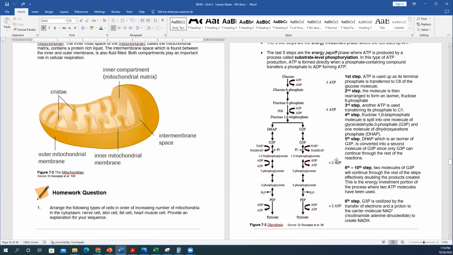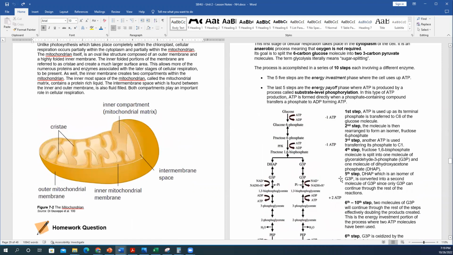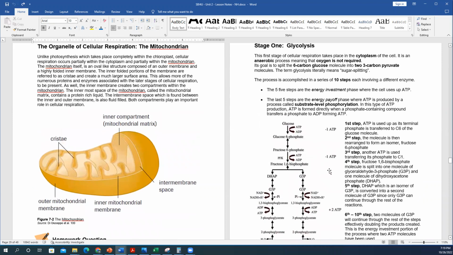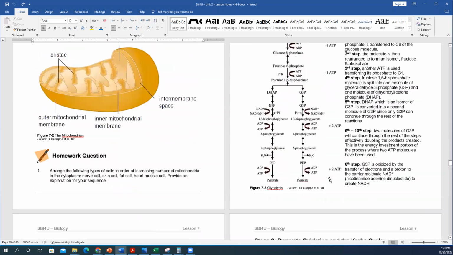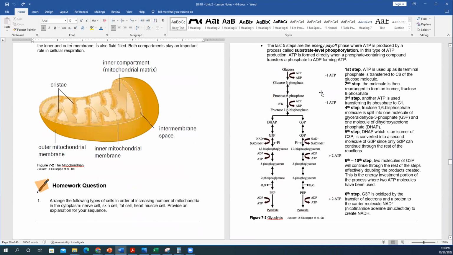So all of the details of glycolysis are laid out here. I'm not going to go through them, but I'm not expecting you to have these memorized. I just need you to have an awareness and to be able to be familiar and comfortable with working your way through this and understanding what's happening. But this isn't something I'm expecting you to memorize.